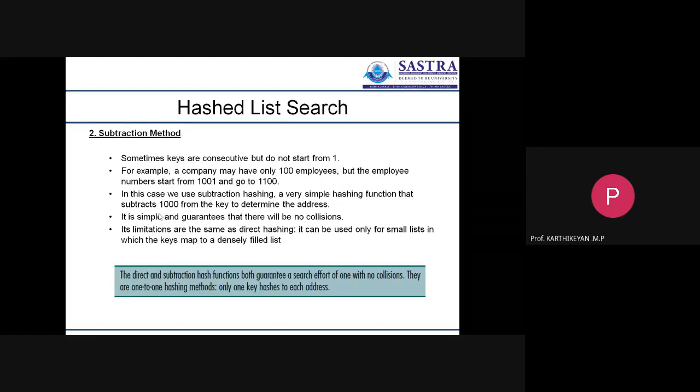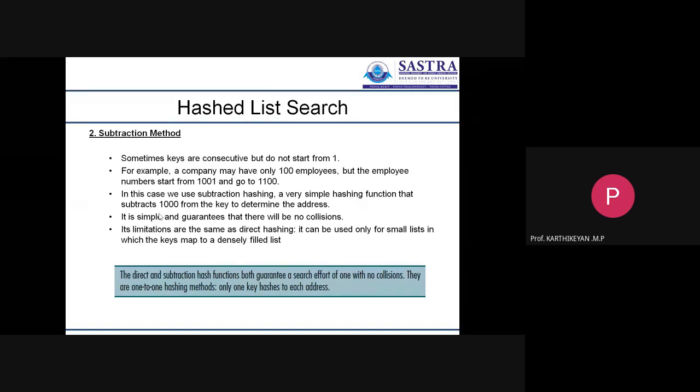Each key gives one unique address, so here also there is no chance of collision. It is simple and guarantees that there will be no collisions. But what is the limitation of this method and the previous direct method? The limitation is that it can be used only for a small list, where the keys are mapped to a densely filled list. If the list is very small, and you are going to use the array concept, only then can we use it.